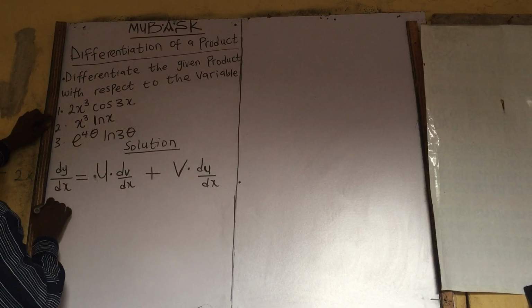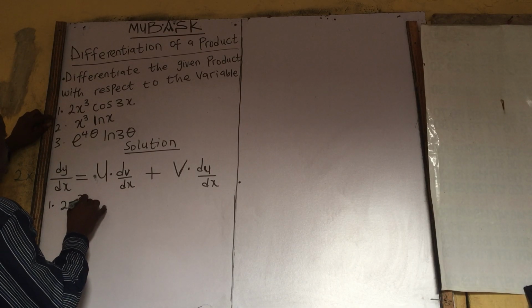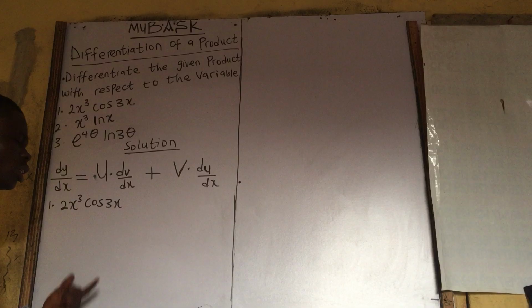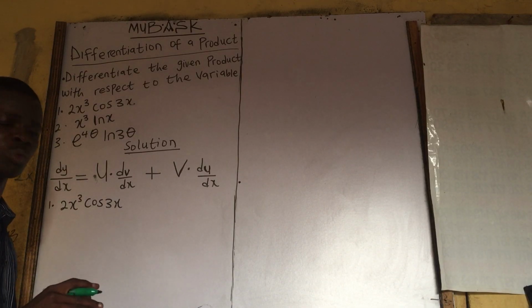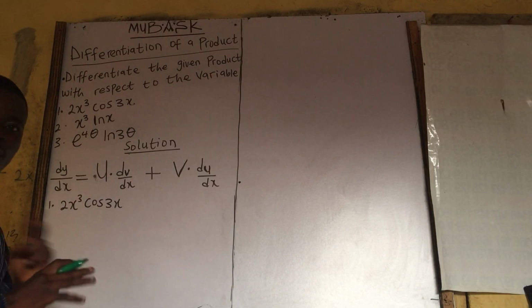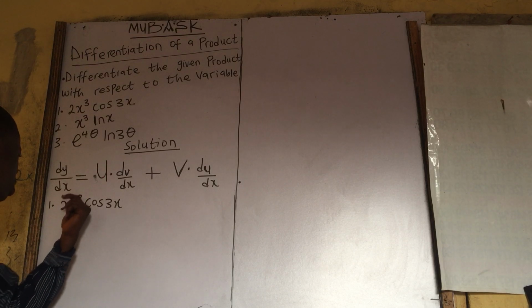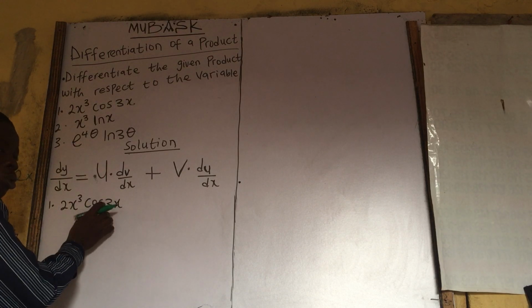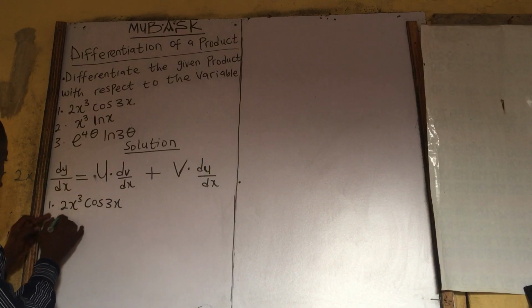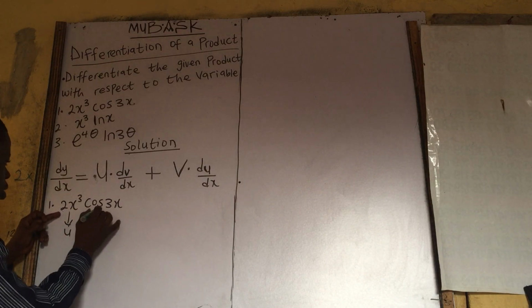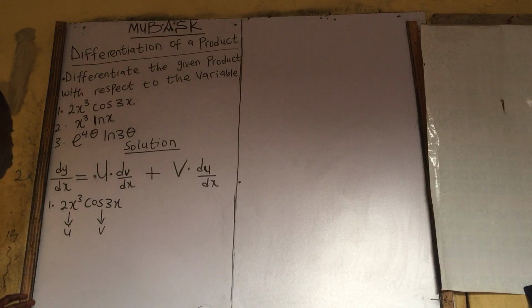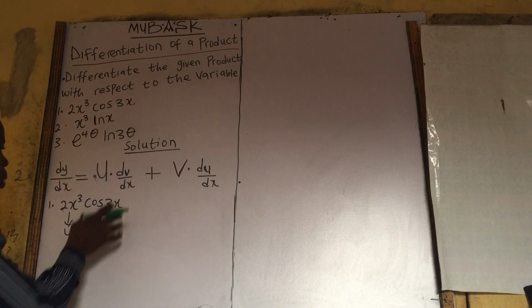So, question 1: 2x cubed multiplied by cos 3x. How do we determine our u and our v? It is very simple to determine, since the parts are totally different. They are giving us 2x cubed, which is algebraic, and cos 3x, which is trigonometric. So our u is 2x cubed, while our v is cos 3x.